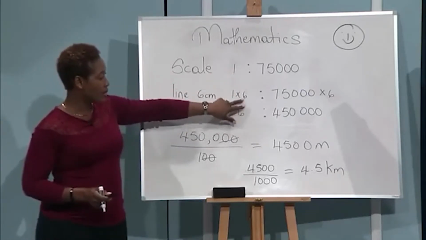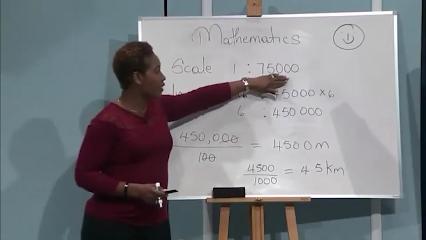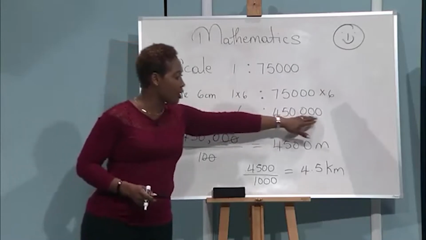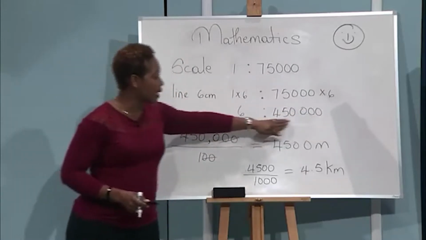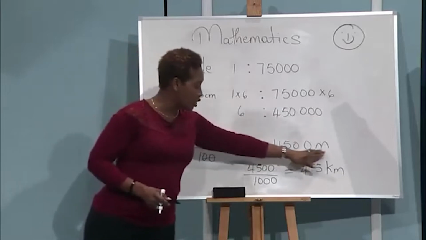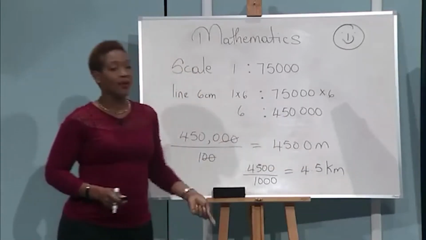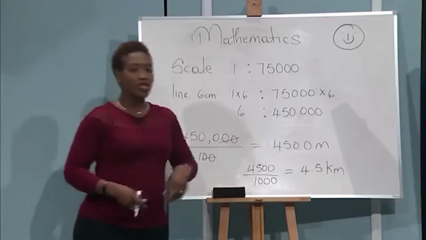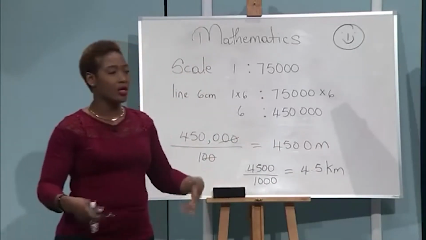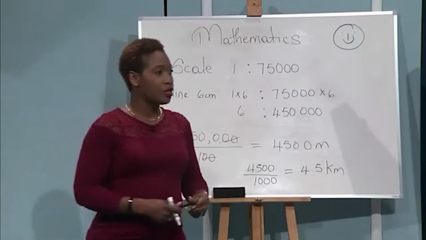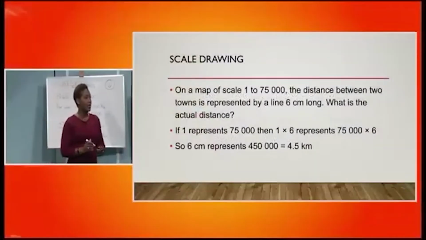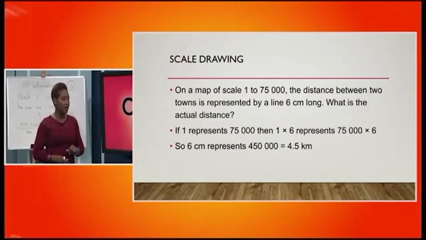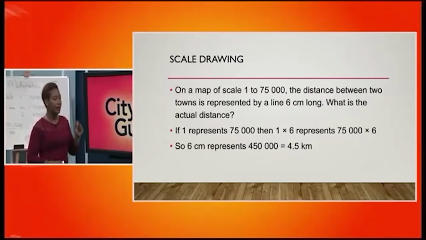1 would be multiplied by 6 to get it to the 6 centimeter. You'd have to also multiply this part of the ratio by 6, giving you 450,000. You would now convert this centimeter to meter first, which gives us 4,500 meters, and then later convert the meters to kilometers, which is how we talk about actual distance when we talk about larger distances. So on the map, the line that represents 6 centimeter would represent 4.5 kilometer in actual distance.